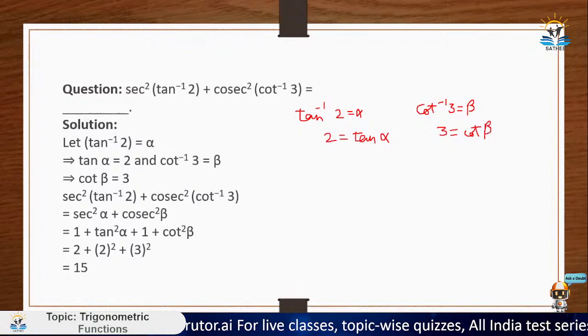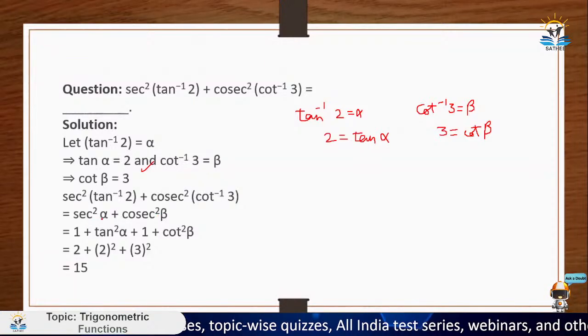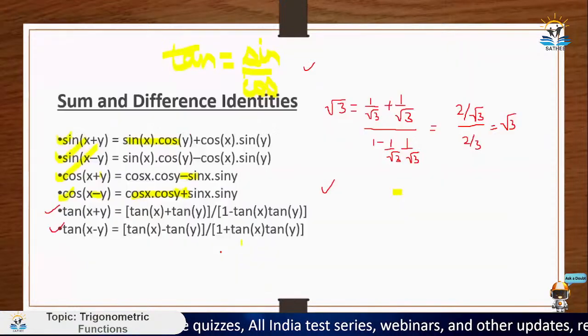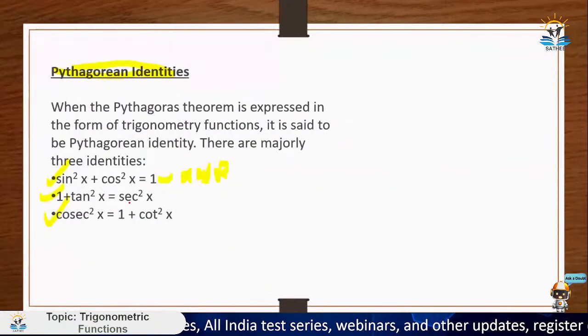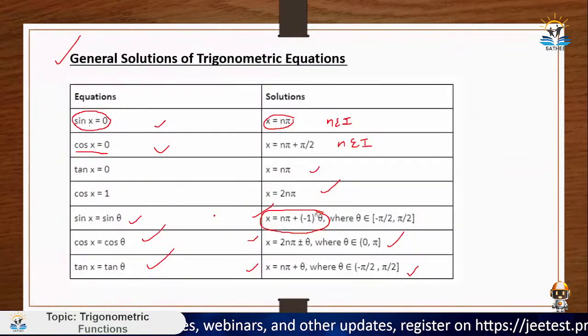Okay. So you have got these two equations. Now just substitute here. So you will get sec square alpha plus cosec square beta. And I have just shown you here that sec square alpha is equal to 1 plus tan square alpha, and similarly for cosec square, 1 plus cot square beta. So that's what I'm using here.